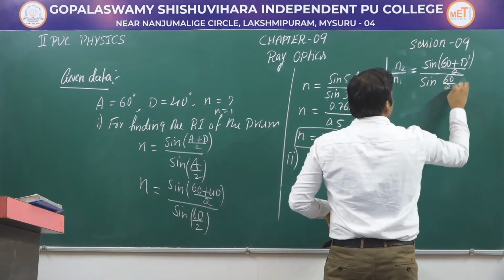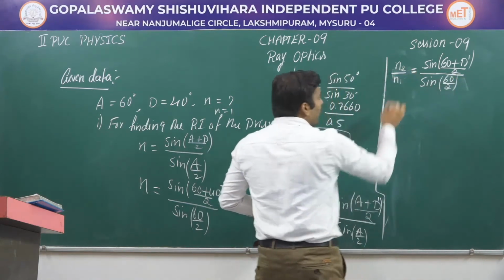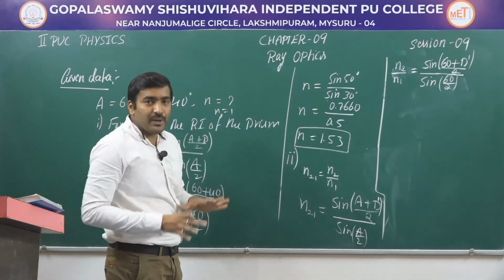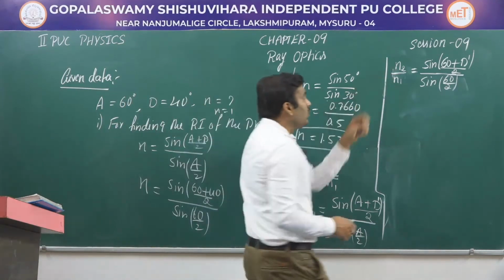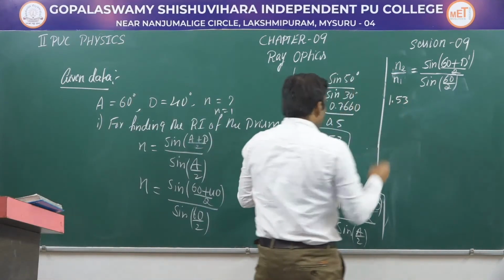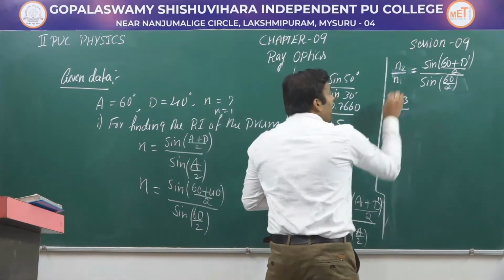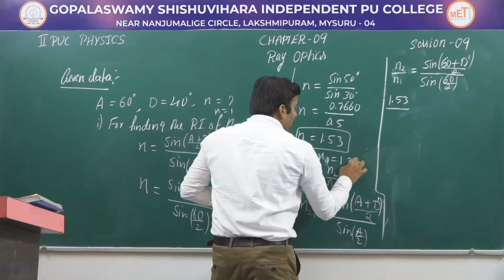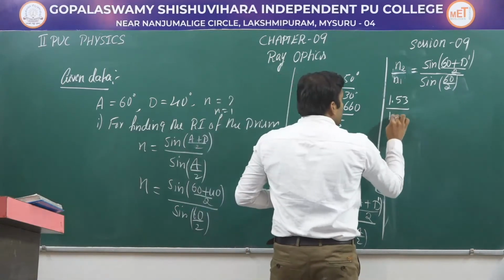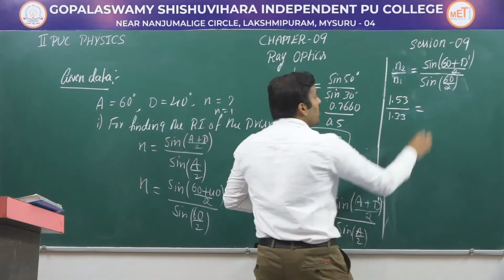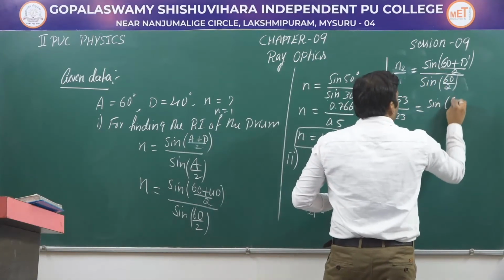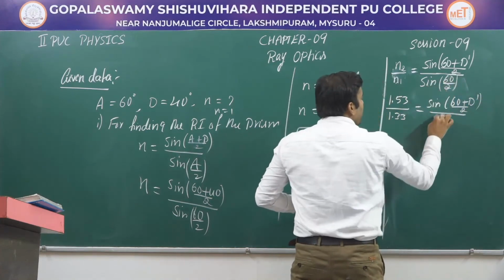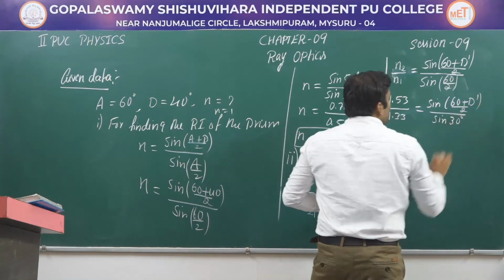A by 2 is 60 by 2. So let us substitute the values of N2 and N1. N2 is nothing but the refractive index of the material of the prism with respect to air. So this N2 is 1.53, which is already found, correct? Divided by N1. N1 is the refractive index of water, which is given as 1.33. So let me write this as 1.33. This is equal to sine of (60 plus D dash) by 2, whole divided by sine 60 by 2, which is sine 30, correct?